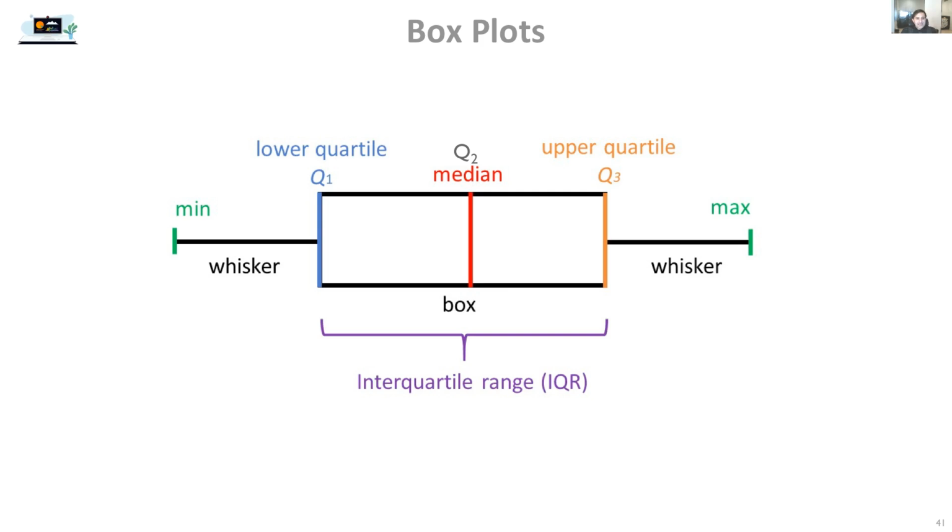The box in the middle of a box plot represents the middle 50% of the data. The two ends of the box and the line in the middle of it mark the locations of three quartiles. So we have Q1, Q2, and Q3. Q1 or lower quartile is the median of the bottom half of the data. So 25% of the values are lower than Q1.